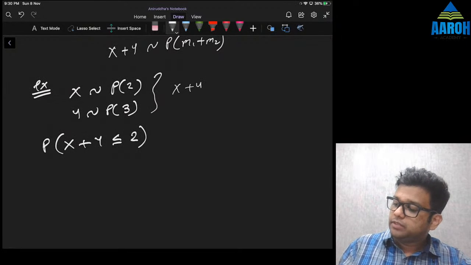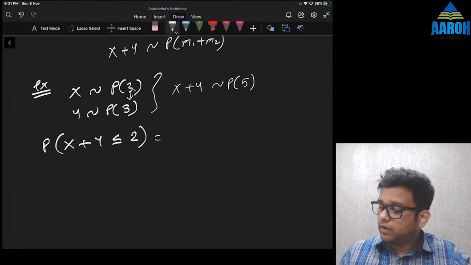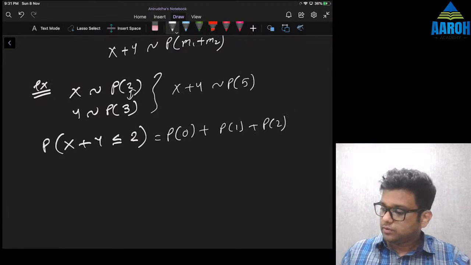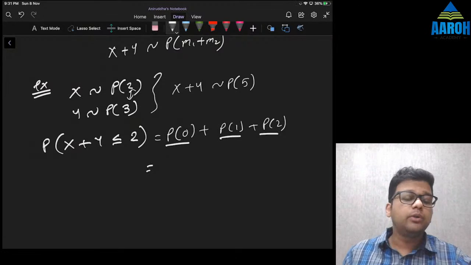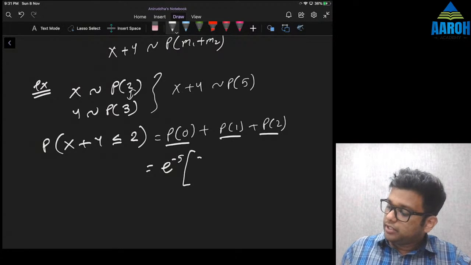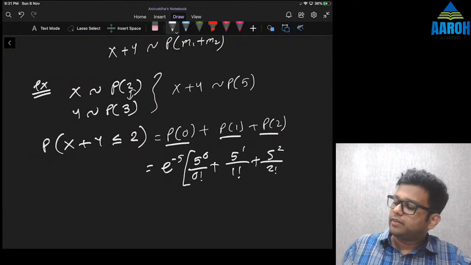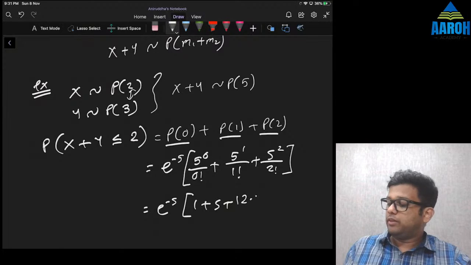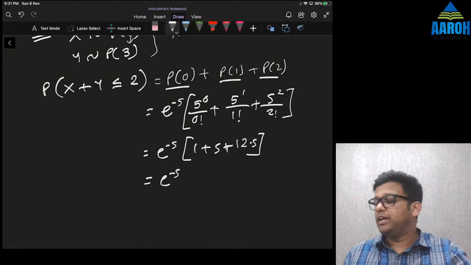First of all, x plus y will follow Poisson distribution with parameter 2 plus 3, that is 5. Less than or equal to 2 means it can be either 0, or 1, or 2. So let's add it. Whenever you solve a Poisson question, every term contains e raised to minus m. So take e raised to minus m common at the beginning and then solve. m raised to x upon x factorial plus m raised to x upon x factorial plus m raised to x upon x factorial. That is e raised to minus 5 into 1 plus 5 plus 25 by 2, 12.5. That is e raised to minus 5, you can calculate on a calculator, and then you have to multiply by 18.5, right?